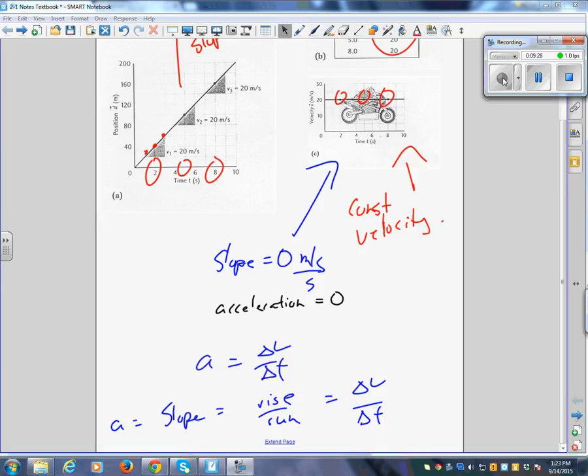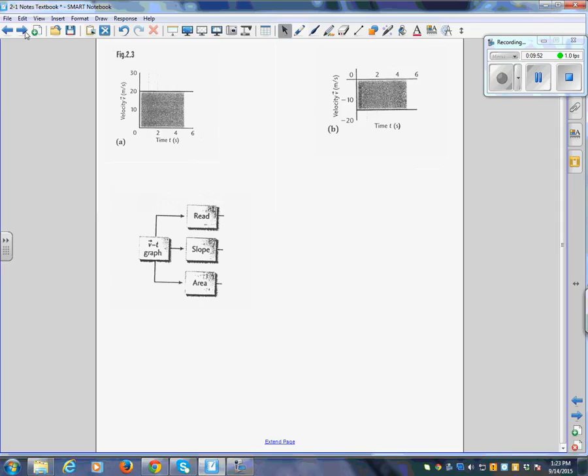See where it says find the area in the graph? See that there in the text? Okay. What does the area under a VT graph represent? Do you remember? Displacement. Consider positive to be north. In Figure 2.3a, the area under the graph forms a rectangle.